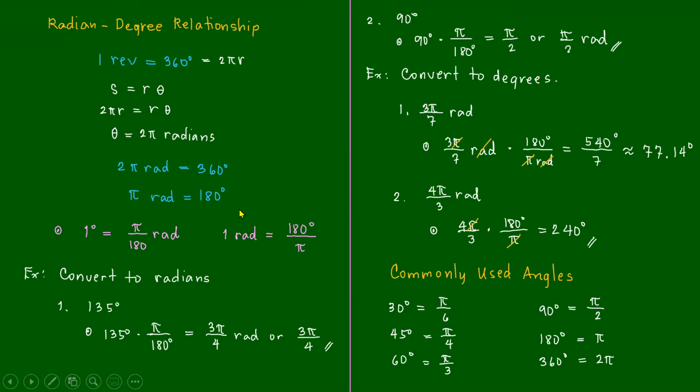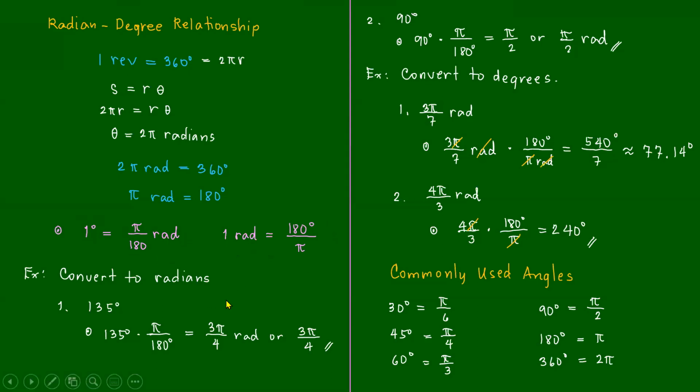So pi is equal to 180 degrees. 1 degree is equal to pi over 180 radians, or simply pi over 180. So this is the conversion factor. If you want to convert degrees to radian measure, this is your multiplier. If you want to convert your angle to degree measure, you multiply the radian measure by 180 degrees over pi. This is the conversion factor from radian to degree measure.